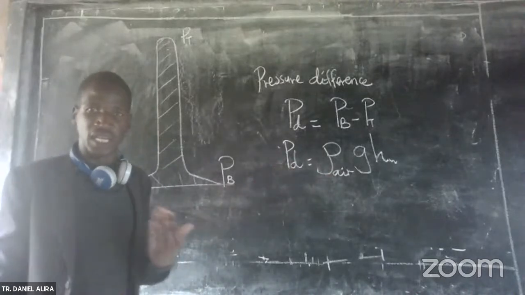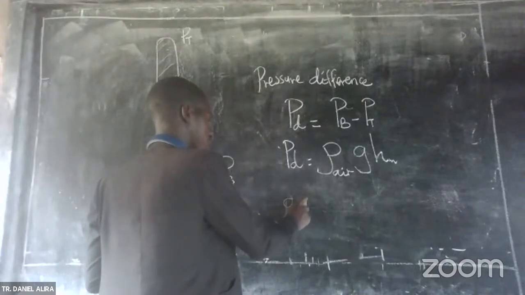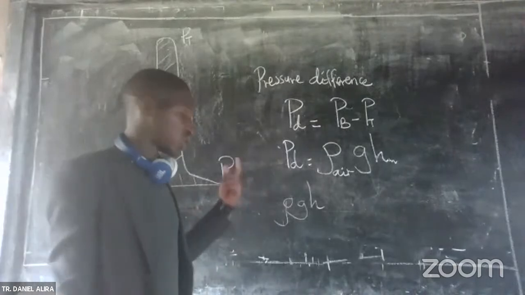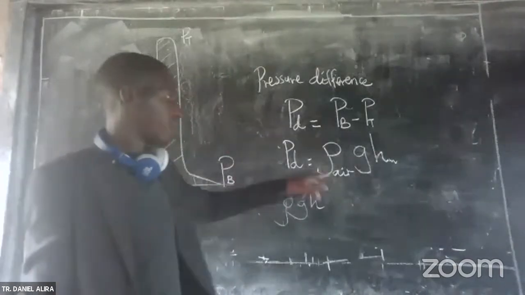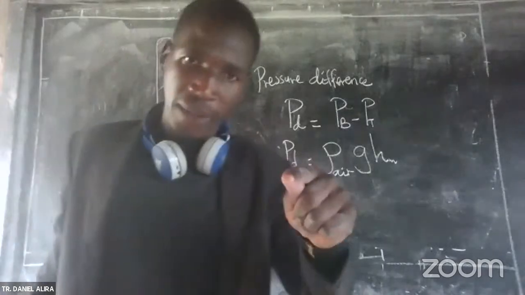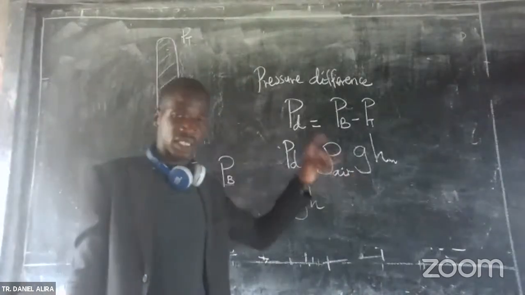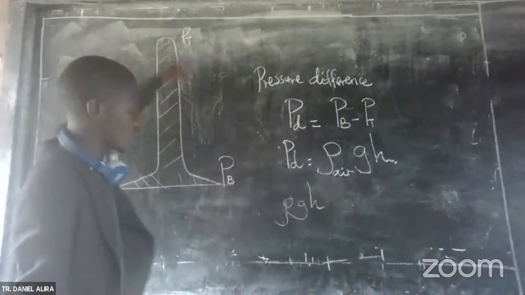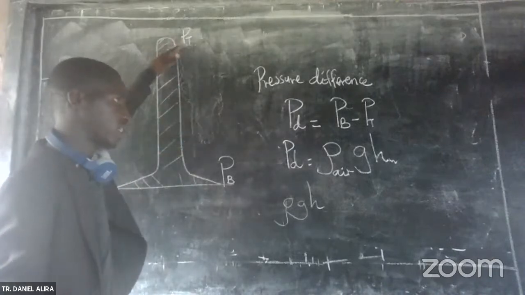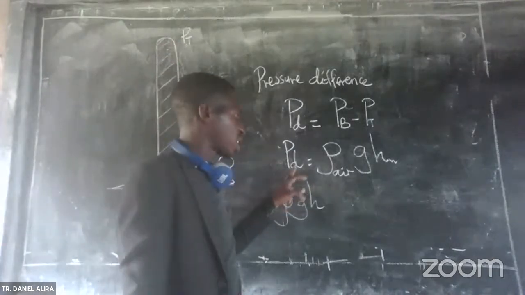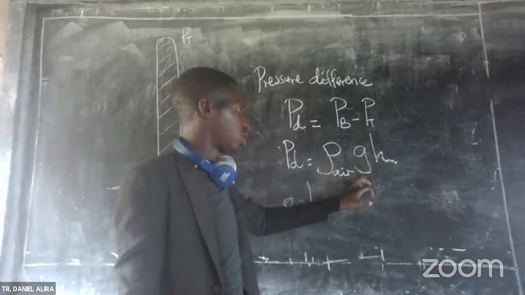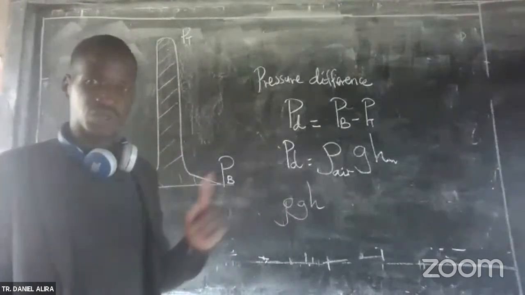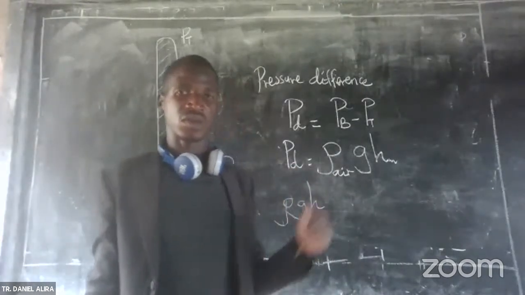You know, pressure exerted by a liquid is density times acceleration due to gravity times the height. That one we saw long ago. So this pressure difference is going to be the density of air times acceleration due to gravity. Then how long is the air column? The air column is like the height of the mountain, from here to there. So pressure difference is density of air times gravity times height of the mountain. You need to know that very well.